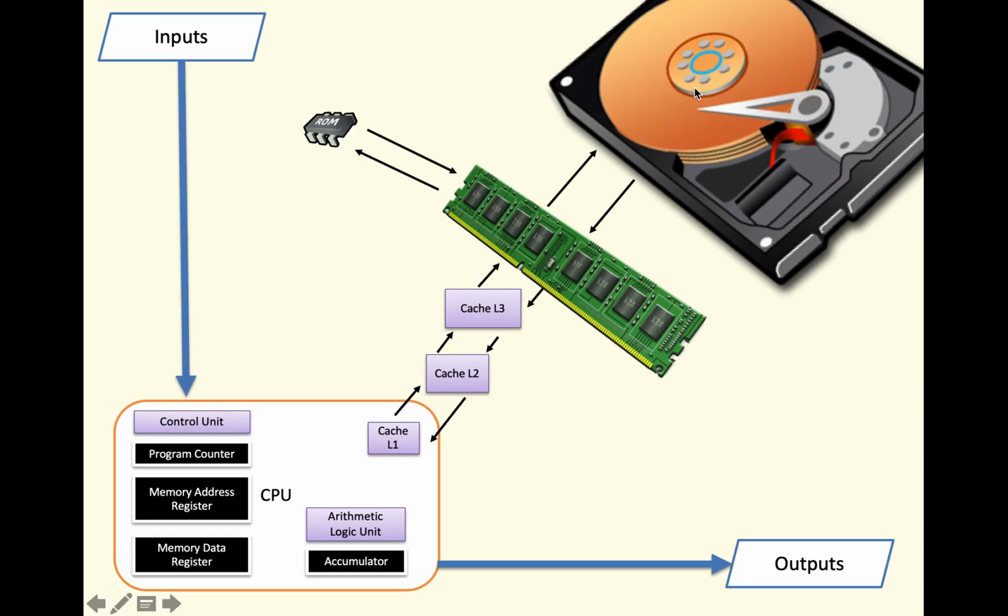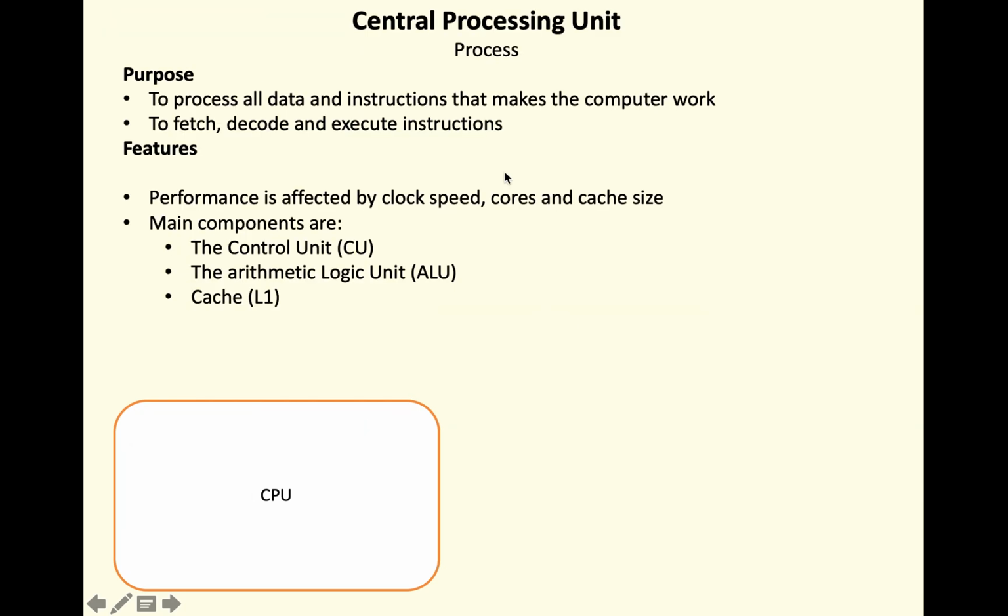So we've looked at secondary storage. We've looked at the first two pieces of main memory. Now we're going to look a little bit closer at the central processing unit, which is the full way of saying CPU. The purpose of the central processing unit is to process. It processes all data and instructions that make the computer work.